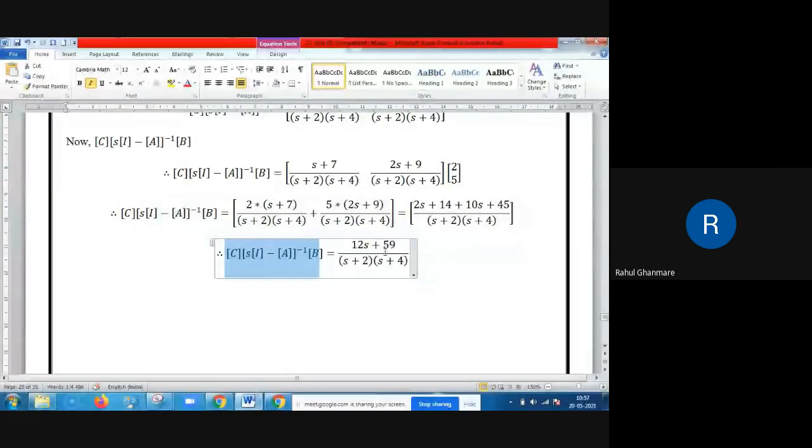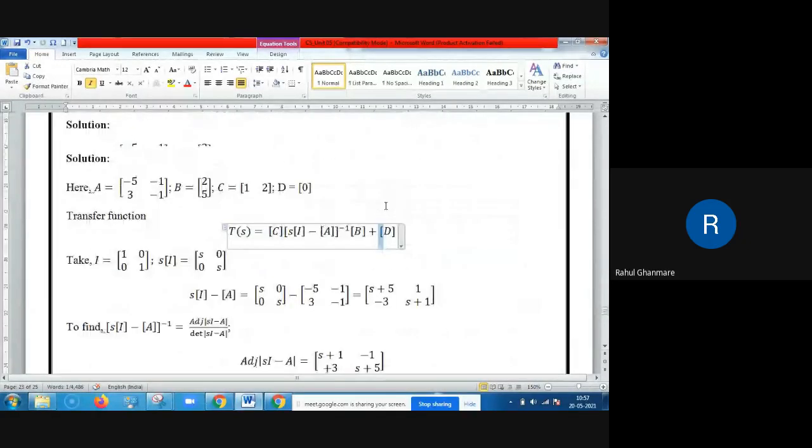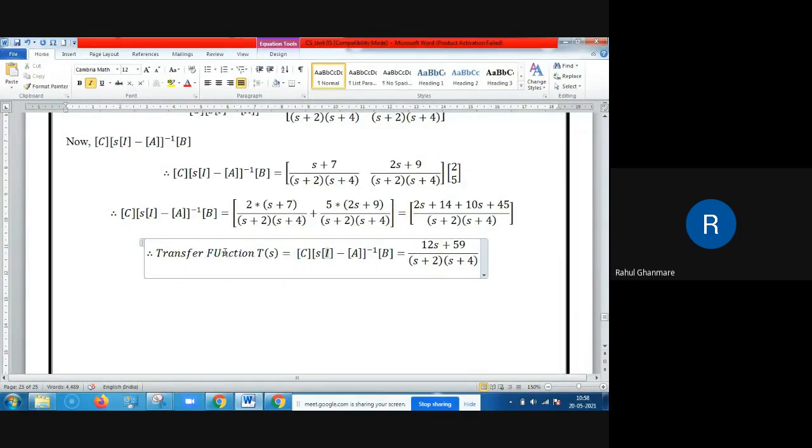Then the last matrix is D, so this value is zero. Are you getting it? So finally, this is the transfer function. You can say that the transfer function, G of s, is equal to, let's derive this matrix B.